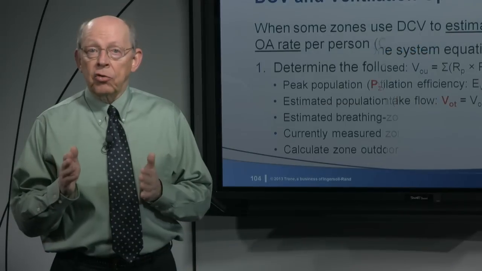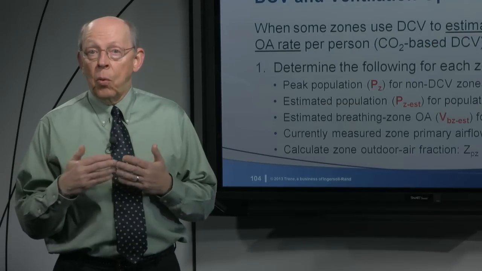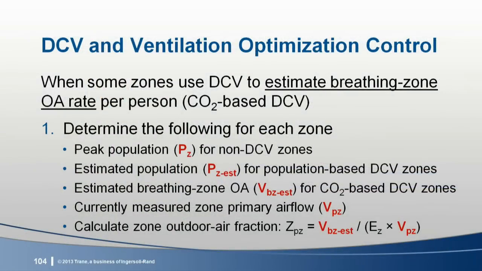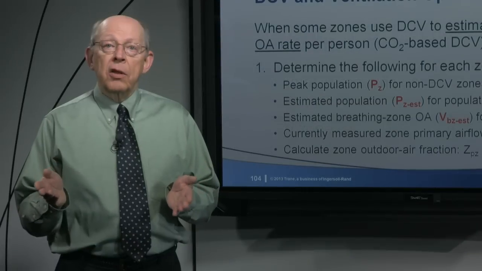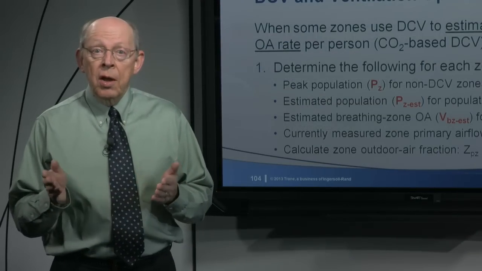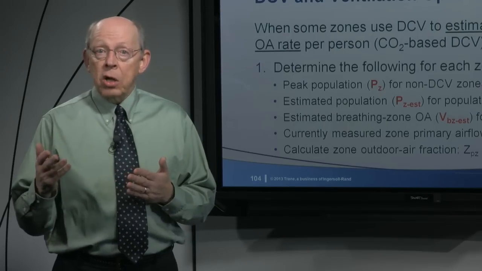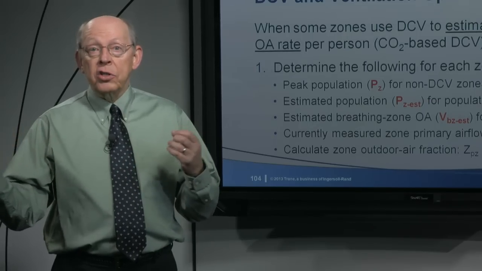But what if some of the demand control zones use CO2 sensors to estimate the required outdoor airflow rather than population? In this case, the design path changes a little. Use peak population in zones without demand control and use estimated population in demand control zones that estimate population. Use estimated breathing zone outdoor airflow for CO2-based demand control zones, found based on sensed CO2 and the simple controller previously described. Note that using the simple controller for CO2-based demand control zones might result in some overventilation because in addition to CO2 from outdoors, the primary air also contains CO2 from people in all other zones in the system.